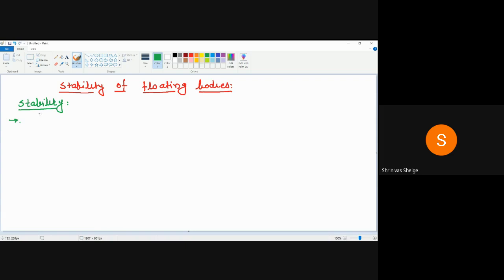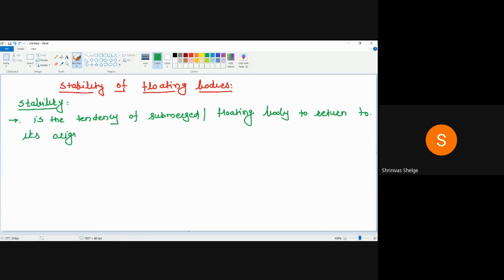Stability is the tendency of a submerged or floating body to return to its original position after it has been displaced.